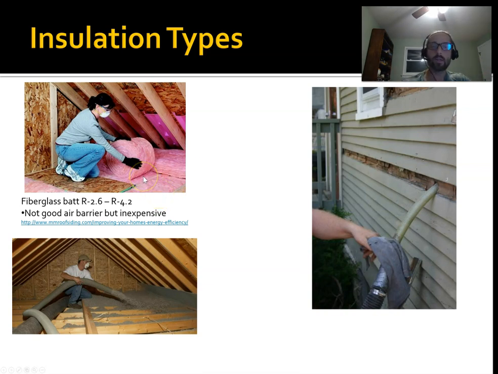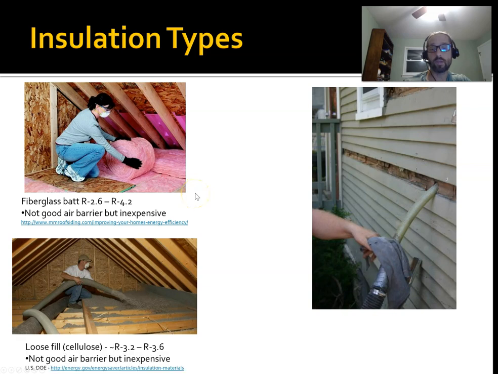You can get them with facing on them. That does help prevent some airflow, but they're more for moisture flow prevention. So you're going to get about R3 to R4 per inch of that. Okay, really cheap, so pretty easy to use.